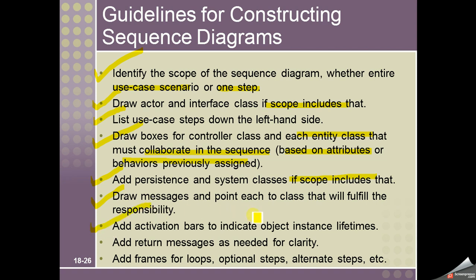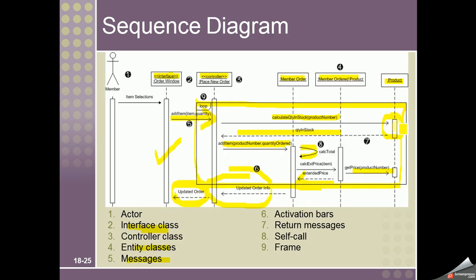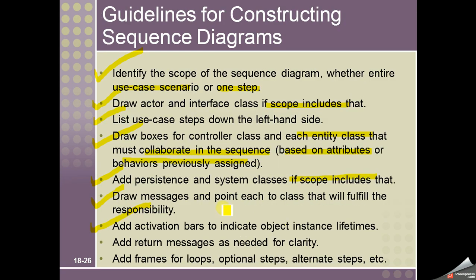Add activation bars to indicate object instance lifetimes. For example, if you go to the previous diagram, here you see this object is existing till this time, then it is destroyed, and from here it is existing, right? So between this and this time it does not exist, it is not activated, right?